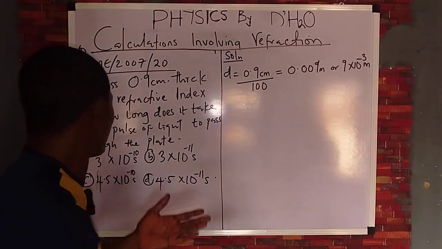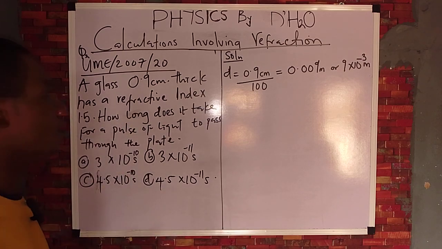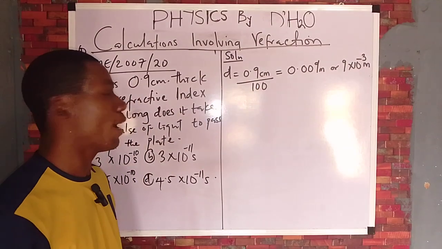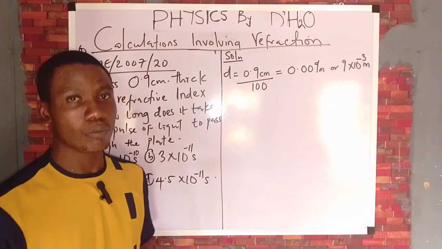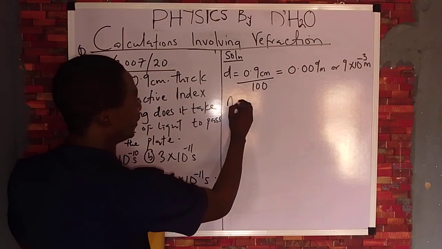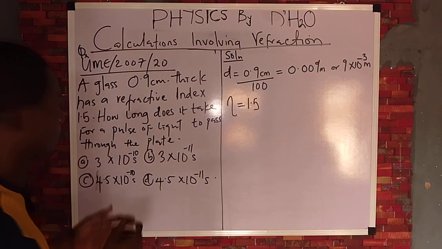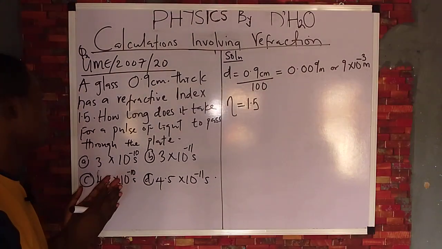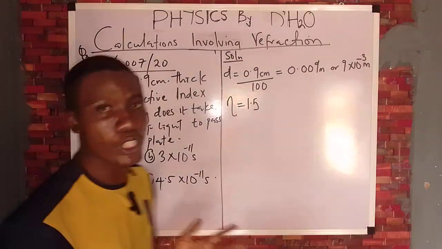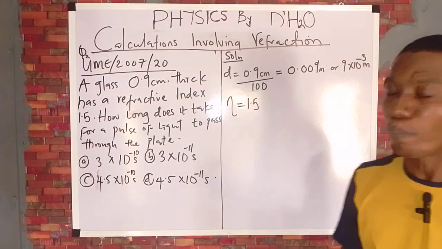Yes. Then we continue. It has a refractive index of 1.5. In general, the refractive index of most glasses, if not all, is 1.5, while the refractive index of water is 4/3, which is 1.333. Now, your refractive index here is 1.5 according to the question. The question says, how long does it take for a pulse of light to pass through the plate?